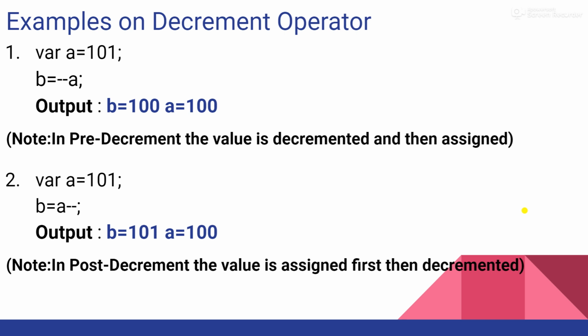Right? Now come to the second example, which is very important. Variable a equal to 101 and now observe b equal to a minus minus. Now since it is the post decrement, means you have to assign the value of a first and then you have to decrement the value. So what is my value of a? 101. That is why b equal to 101 and then a will be decremented. That is why in the output you will get b equal to 101 and a equal to 100.